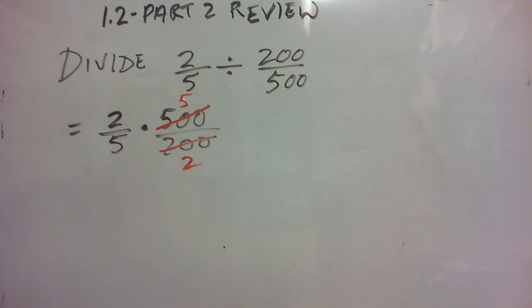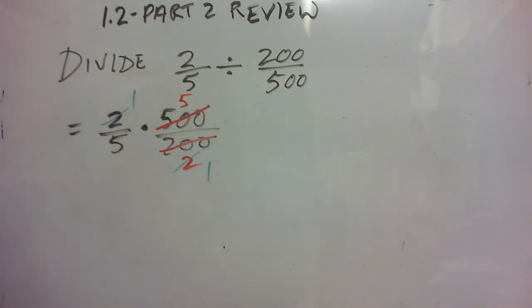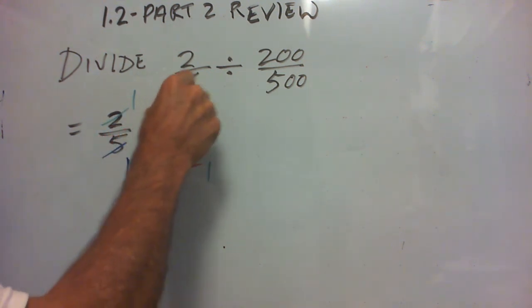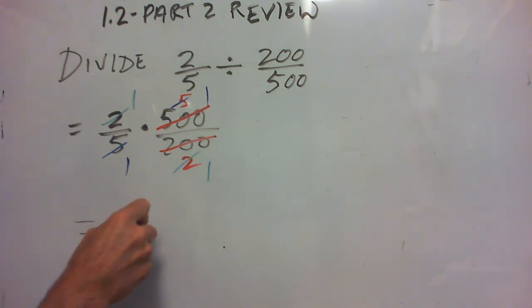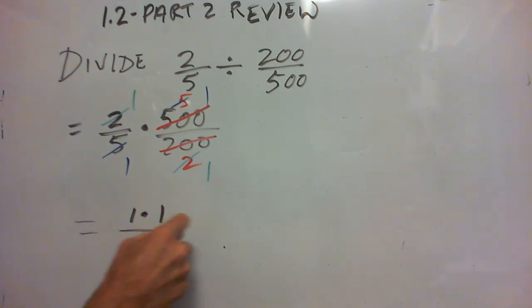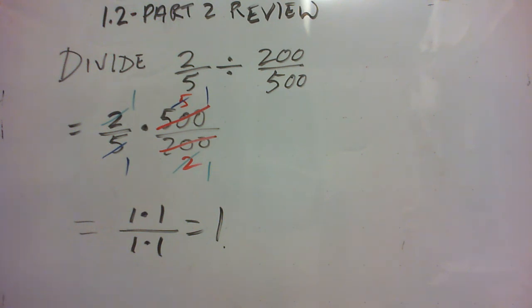Then we can cancel out. 2 goes into 2 once and once. 5 goes into 5 once and once. Well, when we do all that canceling, all we're left with now is 1 times 1 over 1 times 1, which is 1. Everything canceled out after we inverted.